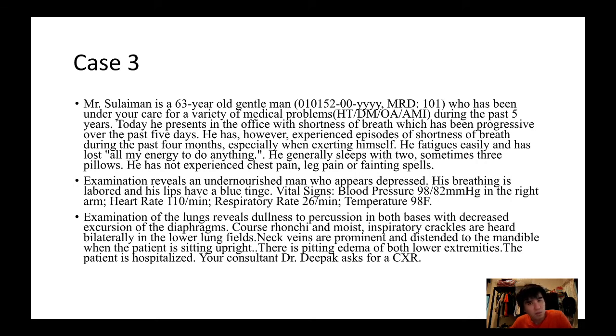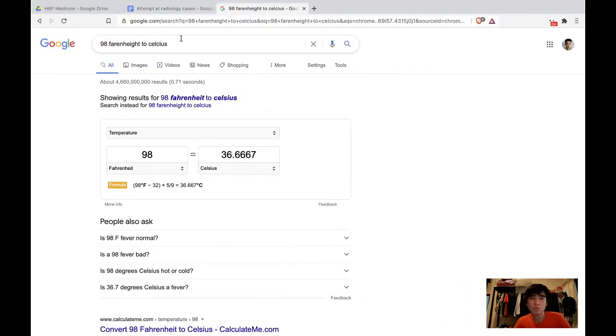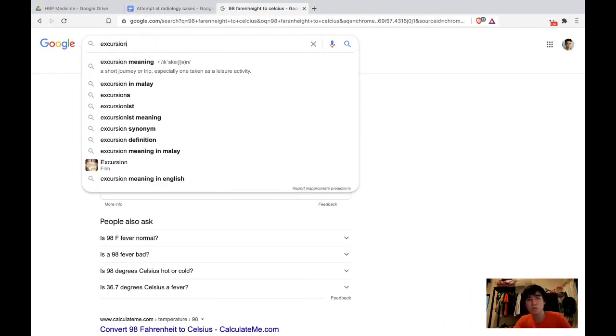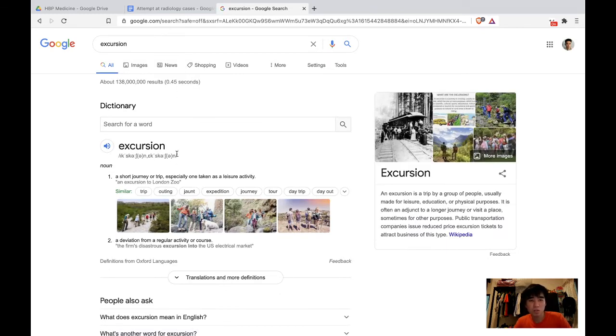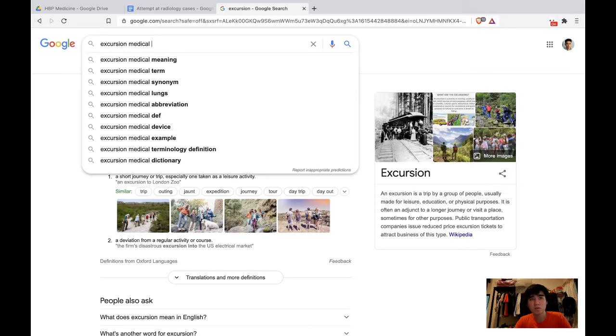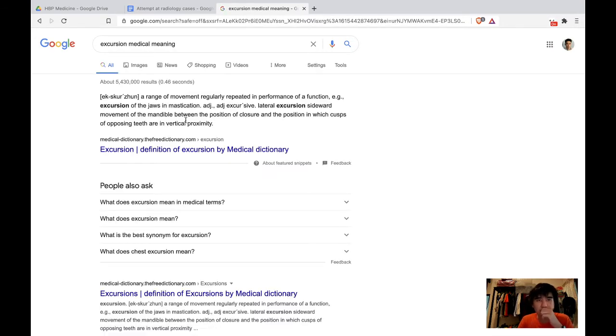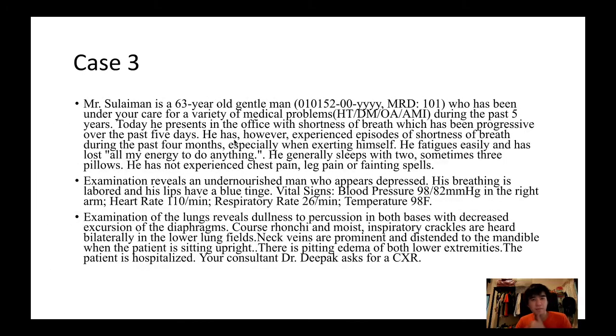diaphragms. Dullness to percussion in both bases. And decreased excursion. What's excursion? Short journey or trip. The deviation from regular activity or course. Sideward movement. I guess that's decreased expansion. Decreased excursion of the diaphragms.